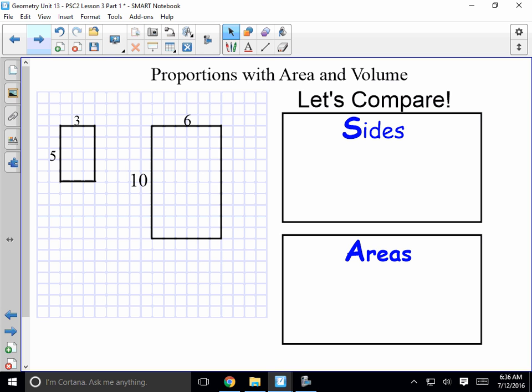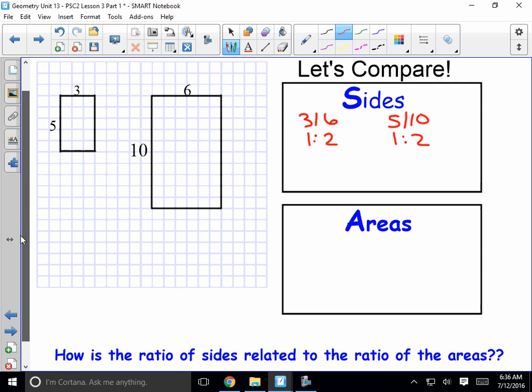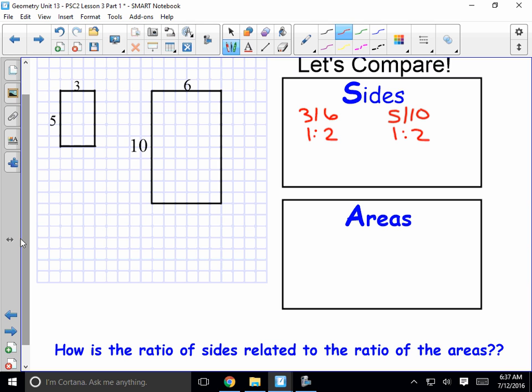Okay, how can we find out and see what is the proportion of the side lengths? So when we're looking at our side length proportions, we've got 3 to 6, we've got 5 to 10. Okay, we can simplify it down and we can see that both of these are 1 to 2 side length ratios. Now, if we find the areas of these two shapes, 3 times 5 is 15.